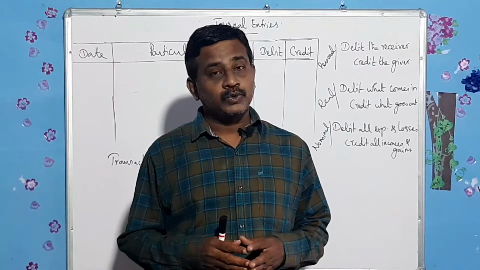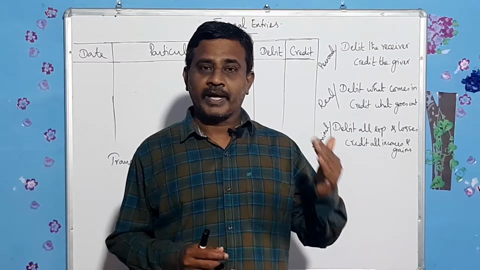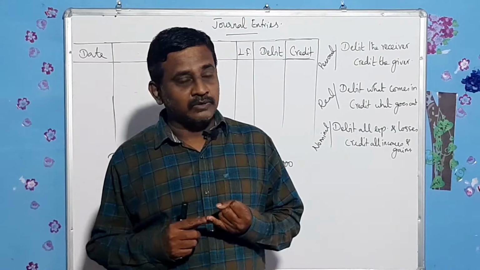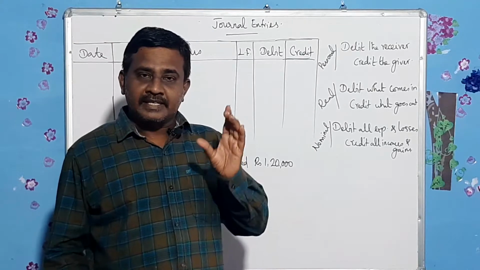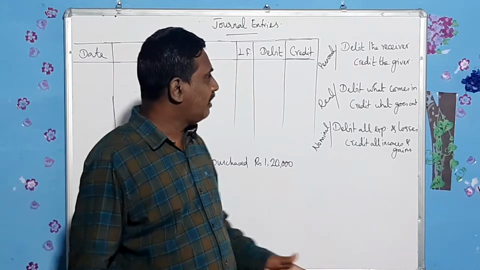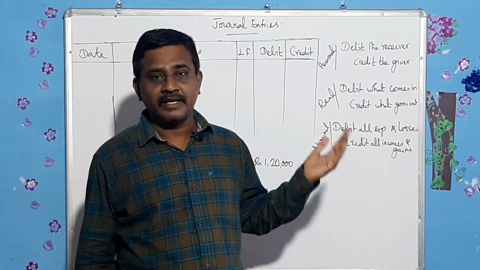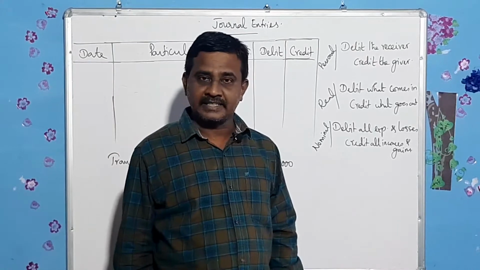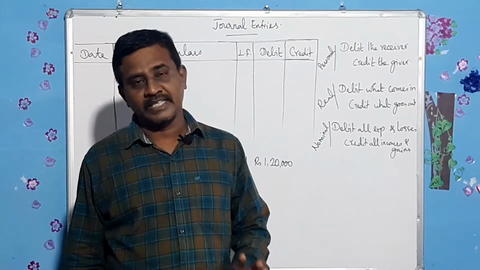Today, let us learn how to frame journal entries. I have already told you before going for framing journal entries, you must be very thorough with the types of accounts, that is, personal account, real account, nominal accounts. And in a transaction, what are the accounts involved in? You must know that also. And after that, golden rules. Debit the receiver, credit the giver. Debit what comes in, credit what goes out. Debit all expenses and losses, and credit all incomes and gains. These are the golden rules, and these three things must be known to you.